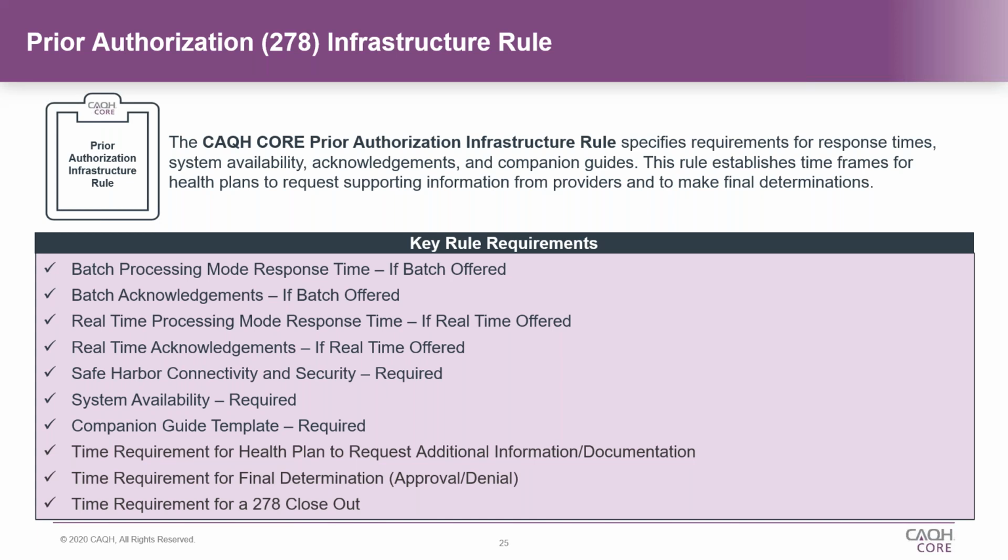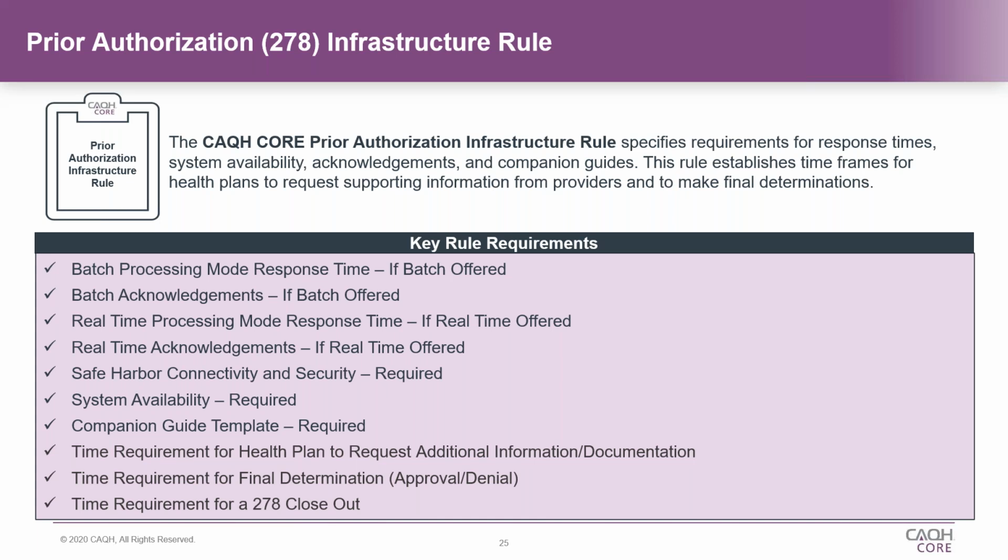We have to make sure that the health plan can receive it, so there's system availability requirements. We have to make sure that application vendors and clearinghouses can help bridge the gap between the technology and between the provider and the health plan. So there's a companion guide template too, so everyone knows what data is needed and where and how and what those values should be and how they're going to be conducted from one entity to the next. So those companion guide requirements are very important as well.